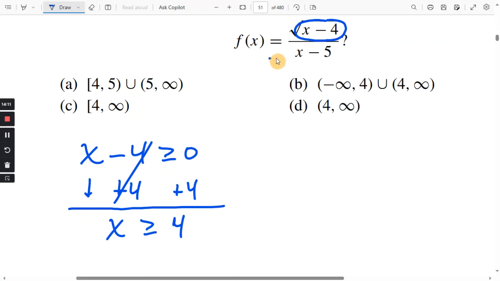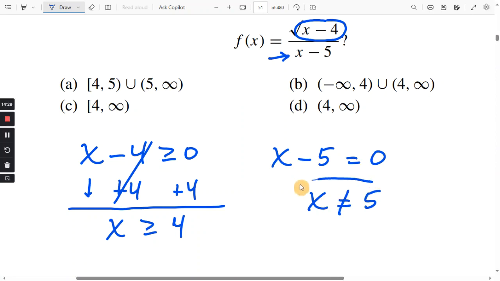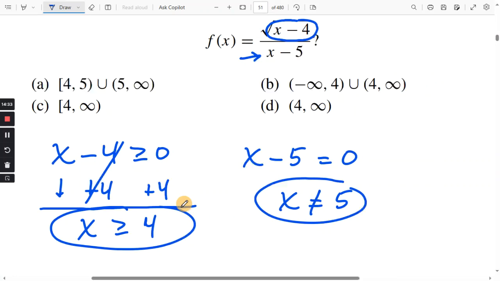And the denominator, the only restriction is that it cannot equal 0. x minus 5 equals 0. You add 5 to both sides, and x equals 5. We said the denominator cannot equal 0, so wherever it equals 0, that's what x cannot equal. So x can't equal 5, and it has to be greater than or equal to 4.